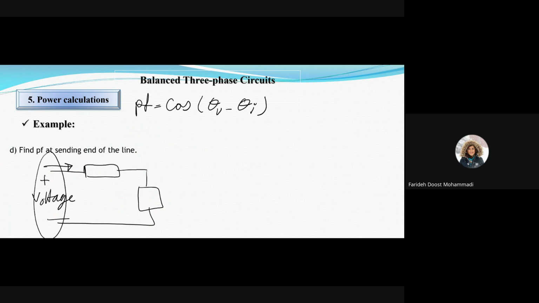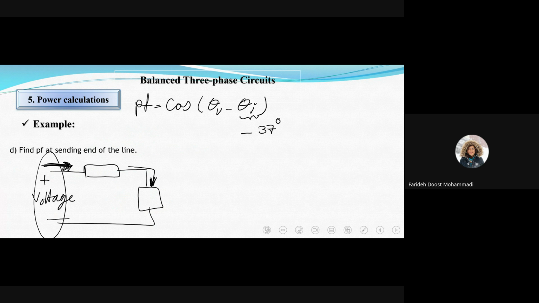So in order to solve that, what I need to know is the angle of the voltage and the angle for the current. For the current, I have already calculated the angle. The angle was minus 37 degrees. The current here is exactly the same as the current of the load, so I can use the same angle here.